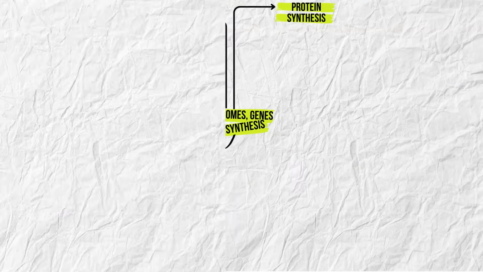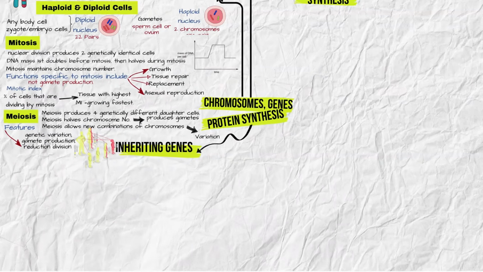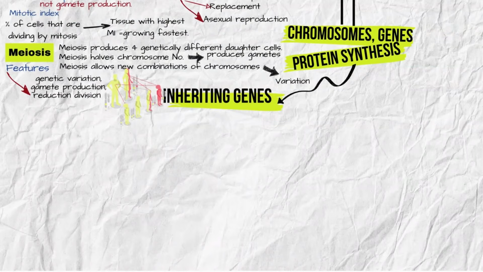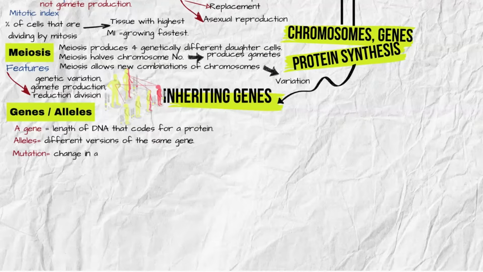Now let's move on to the second topic, inheriting genes. There are several subtopics here, and we'll go through them one by one, focusing on what usually comes in Paper 2 MCQs. First, genes and alleles. A gene is a length of DNA that codes for a protein. Alleles are different versions of the same gene. A mutation is a change in a gene that may lead to a different protein.